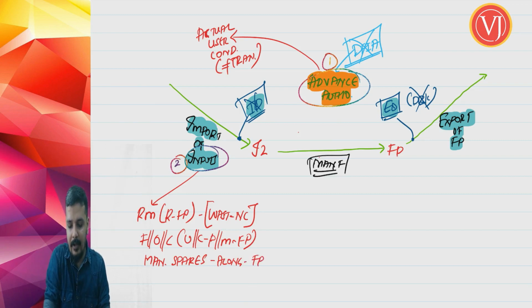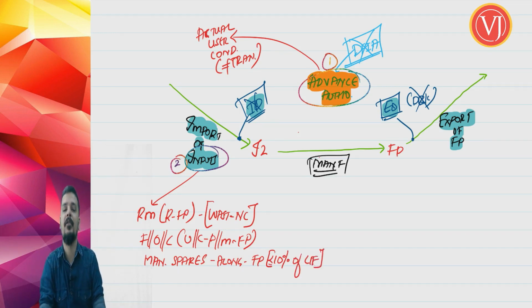Along with your final product, and it should be only up to 10% of total imports. 10% of your total imports, 10% of your CIF value. So that mandatory spares cannot be more.